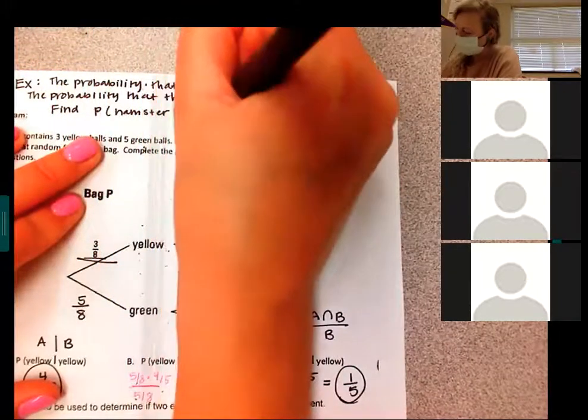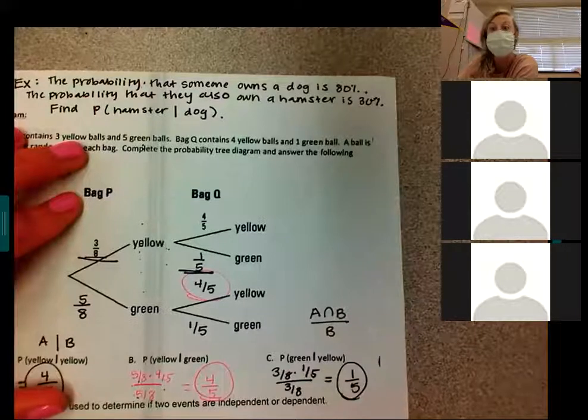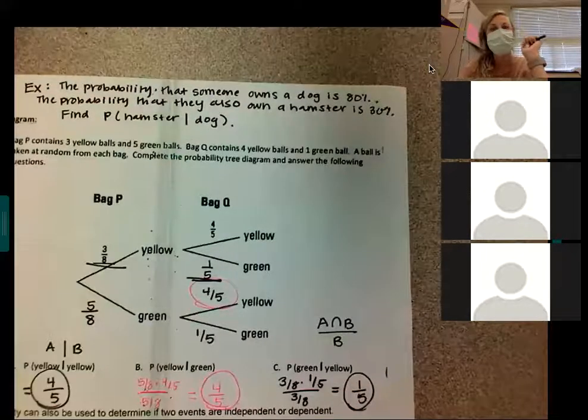Find the probability that they own a hamster given they own a dog. So I'm going to pause while everybody gets that written. I highly recommend writing this. Hint, hint, wink, wink. I know some of us may still be writing, but he just asked a great question. Can you own a dog and a hamster at the same time?